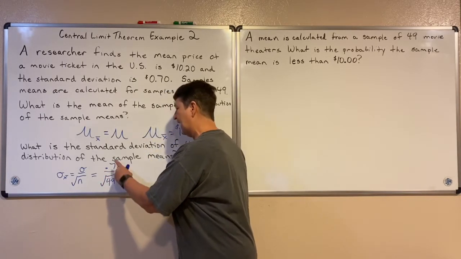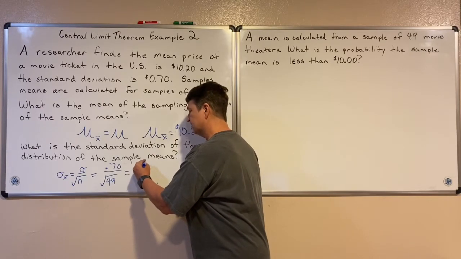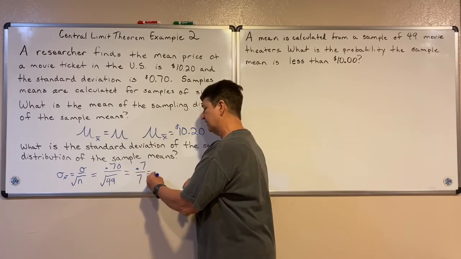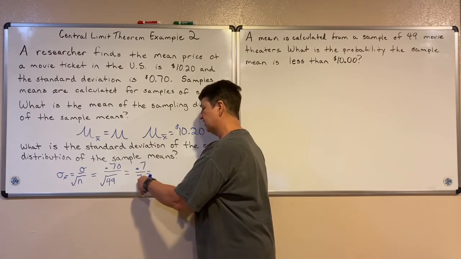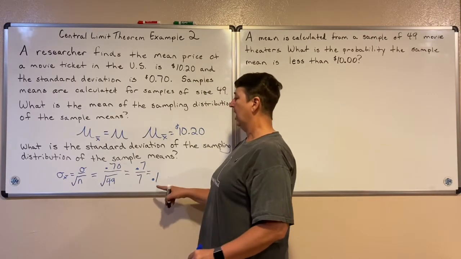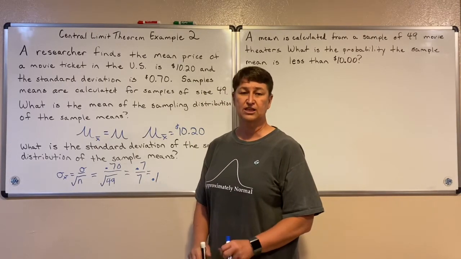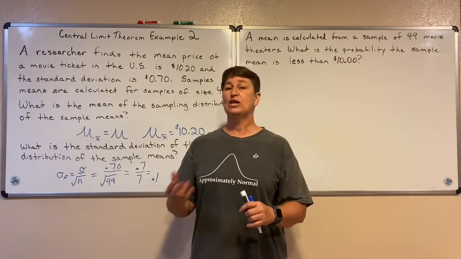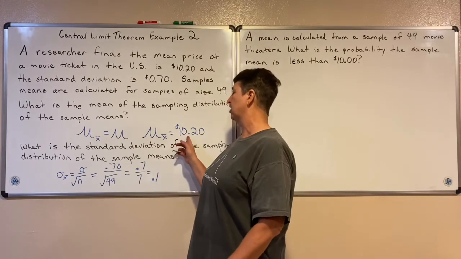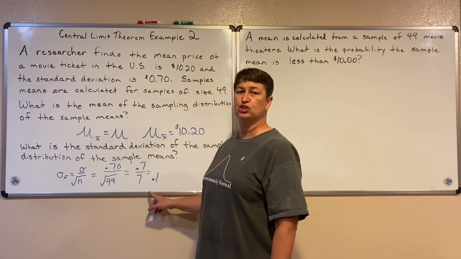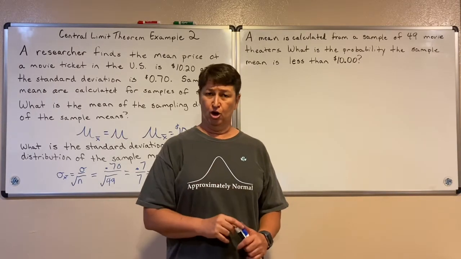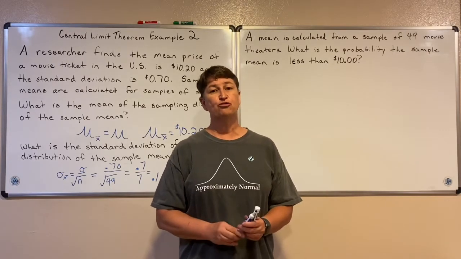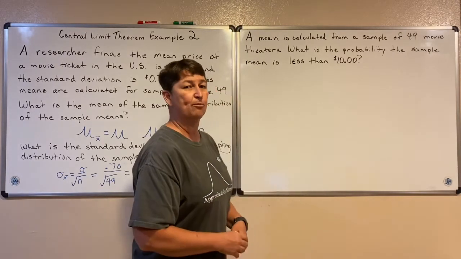Now we just do a little math. That 70 cents is the same as 7/10. The square root of 49 is 7. 7/10 divided by 7, we'll just leave the decimal, and 7 goes into 7 one time. So our standard deviation there is going to be 1/10. So in the distribution that we've created of sample means, the mean is $10.20, and the standard deviation is 10 cents. We also know that it is approximately normal. The central limit theorem also tells us that our distribution is approximately normal.